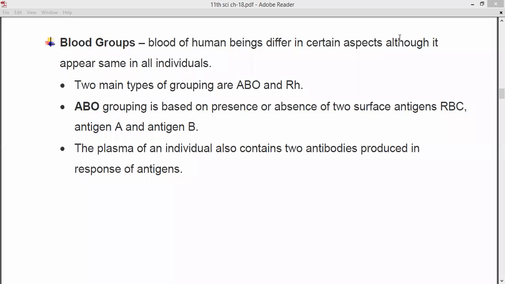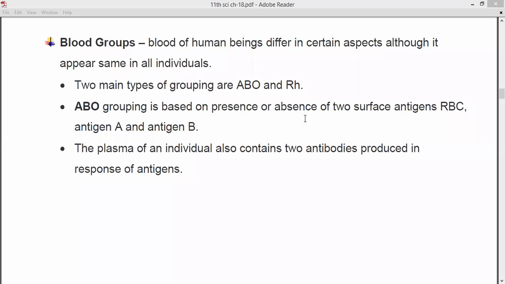The blood of human beings differs in certain aspects, although it appears the same in all individuals. When we are talking about blood groups, even though the contents of the blood are the same, that is the cells as well as the plasma, there are still some aspects due to which an individual's blood is different.